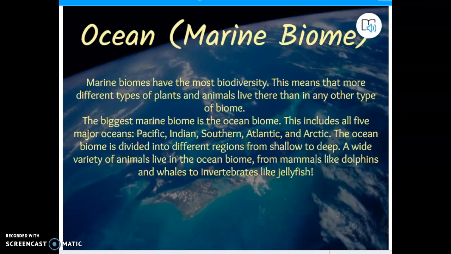And we know that the marine biome, the ocean biome, has the most biodiversity. And we know that that means many different types of plants and animals. And it makes sense that the ocean has the most biodiversity, seeing that it covers 70% of the Earth's surface. It covers the most. It makes sense that it has the most different types of life in it. You do need to know some, not every animal and plant in the ocean.